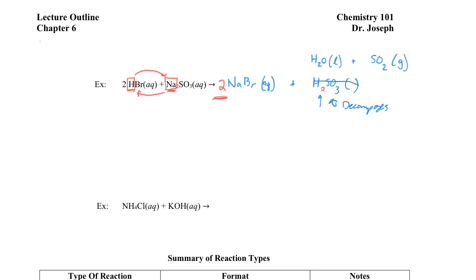Now let's take a look at the last double displacement example here. You might want to pause the video and try this yourself if you're feeling comfortable with it. So what's the first step? Well, the first step is identifying the cations. Now it's pretty simple with potassium hydroxide. It's just potassium. But what about this ammonium chloride over here? That one's a little bit funny.